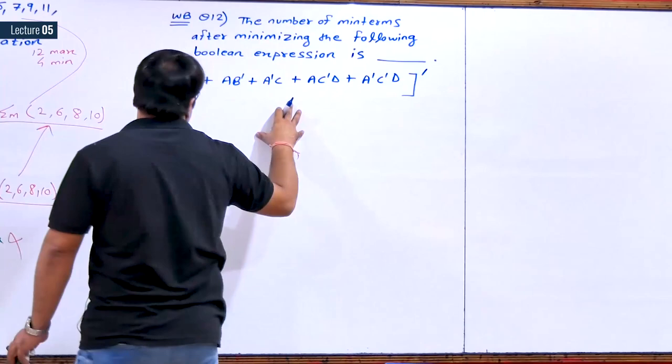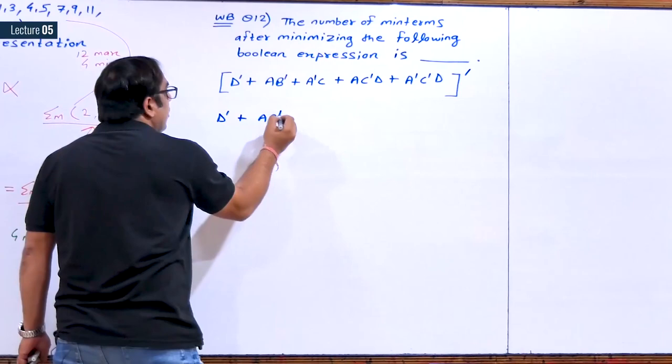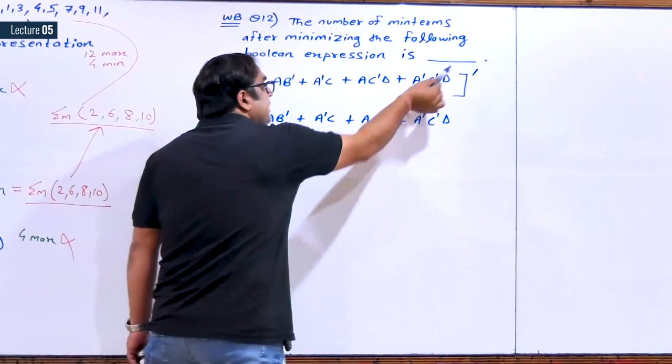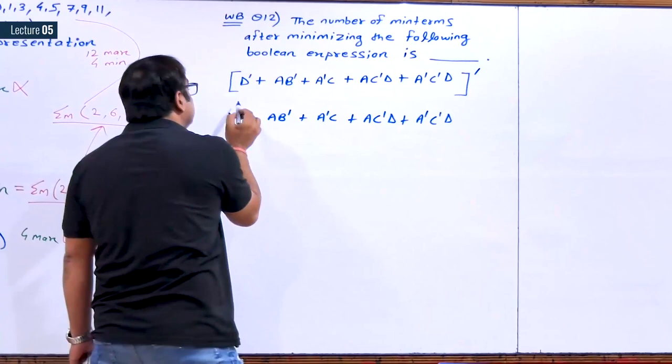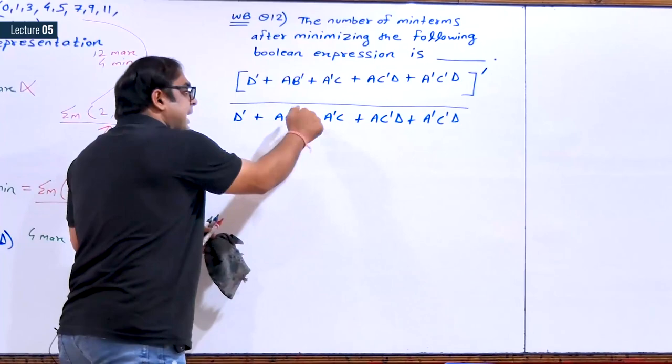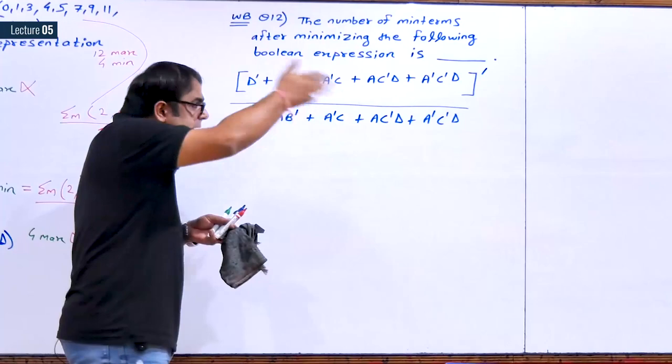So, first I will try to analyze D complement plus AB complement plus A complement C plus AC complement D plus A complement C complement D. Then after this, there is a whole complement of the function. It means this whole complement is the given question. Now, ignoring the whole complement, let me find out the minterms number.